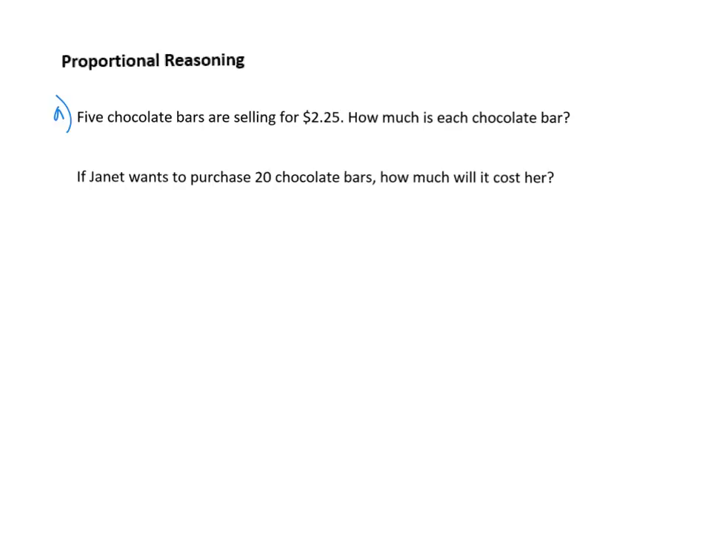So the question is, 5 chocolate bars are selling for $2.25. How much is each chocolate bar? So I'm going to circle my numbers. I'm going to underline my question. And I'm going to box this keyword here, each. Okay, and I'm also going to box here much. And this much is talking about how much does it cost. And each is telling me that I'm trying to find a unit rate.